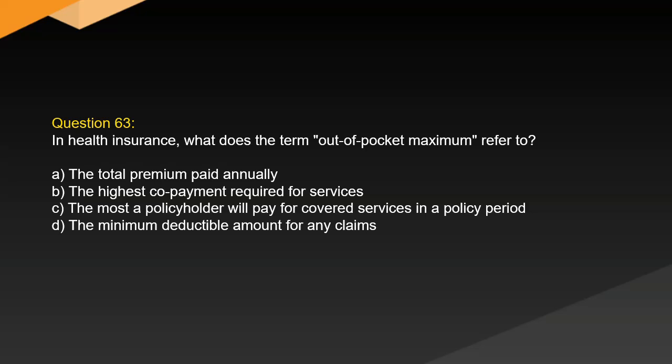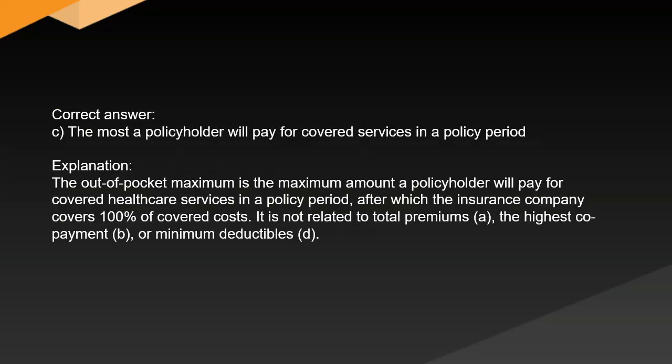Question 63. In health insurance, what does the term out-of-pocket maximum refer to? A, the total premium paid annually. B, the highest copayment required for services. C, the most a policyholder will pay for covered services in a policy period. D, the minimum deductible amount for any claims. Correct answer. C, the most a policyholder will pay for covered services in a policy period.